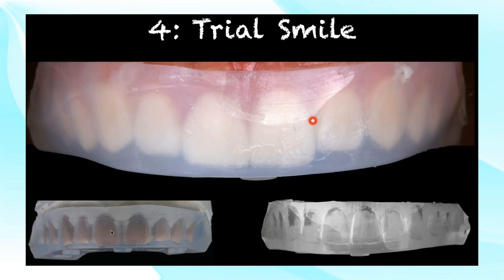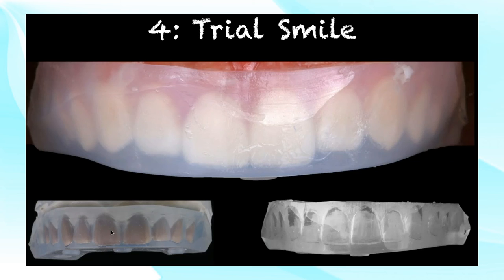So it's a clear matrix. It's going to show you exactly how well it's going to seat on the patient. And what it's going to do, it's going to transform that smile to something very, very similar to how it would look like when the veneers are actually delivered. So if you can see at the bottom left, that's on the wax up. That's how it sits on the wax up. And on the bottom right, that's without the wax up.